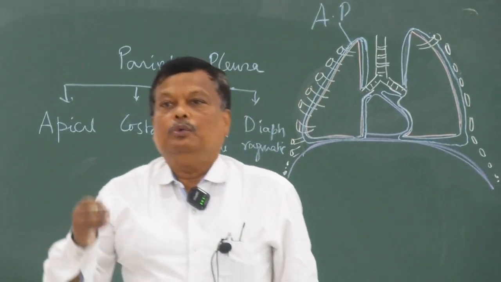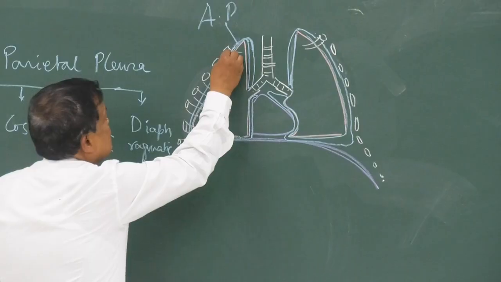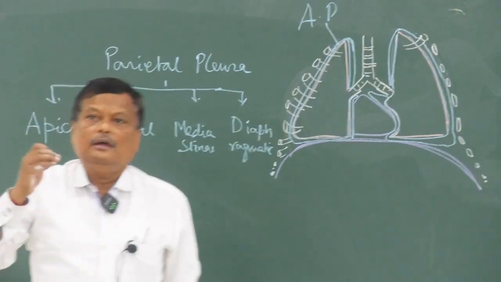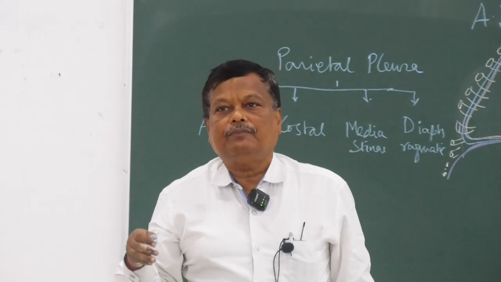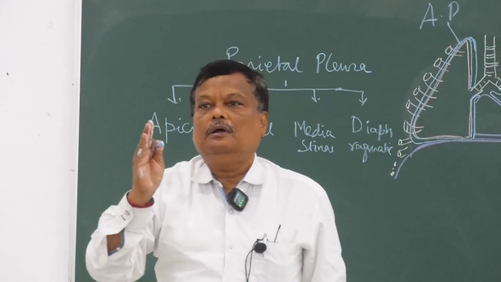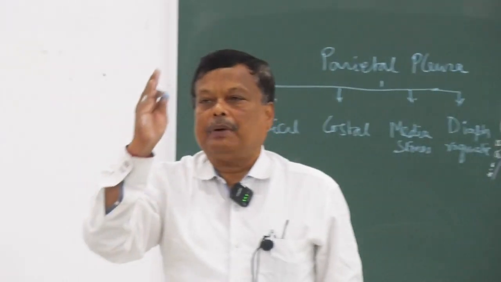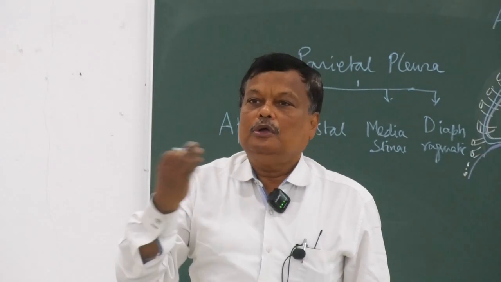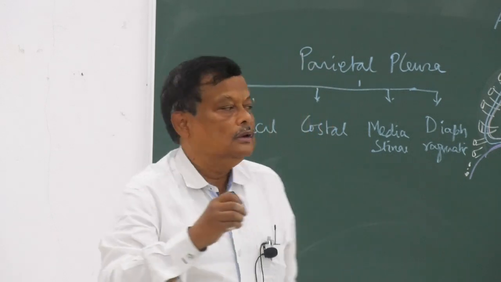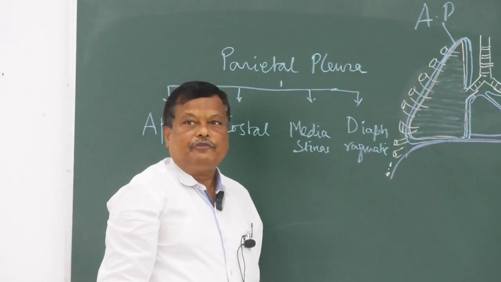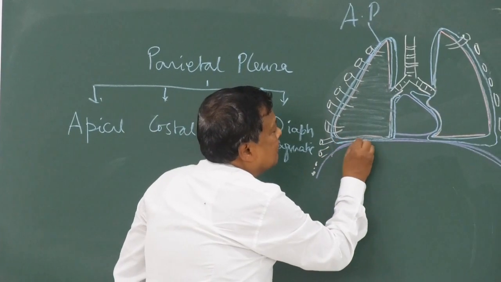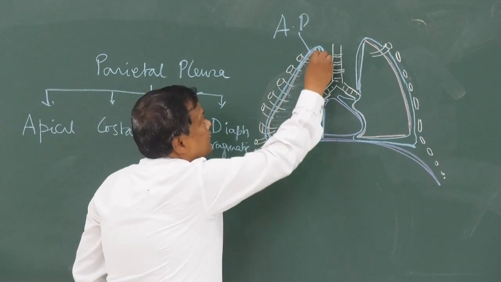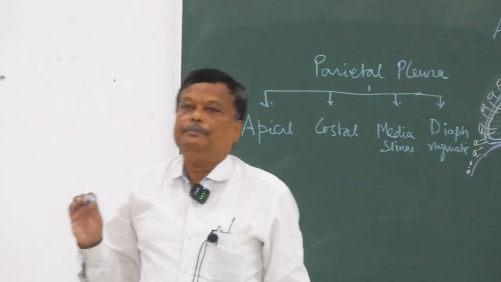Costal pleura lines the ribs, second, third, fourth, fifth, sixth, seventh, eighth, 9, 10, all the inner surfaces of the ribs, as well as the medial some part of the sternum and some part of the vertebra. We will understand when we draw the transverse section later. So this is the costal pleura. Diaphragmatic pleura lines the diaphragm, and mediastinal pleura lines the mediastinum, the medial surface. So these are the subdivisions of the pleura.